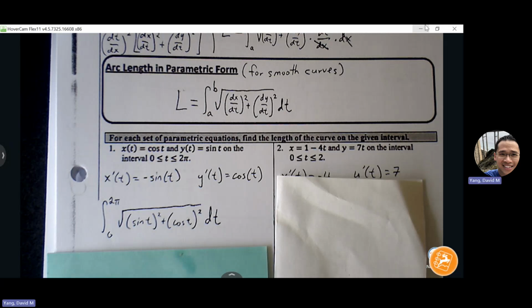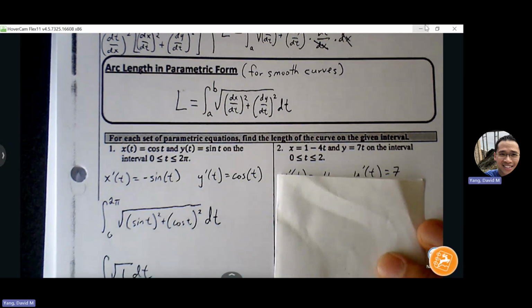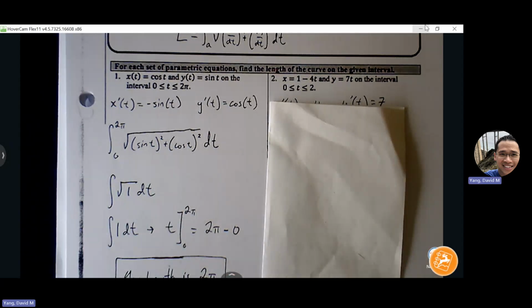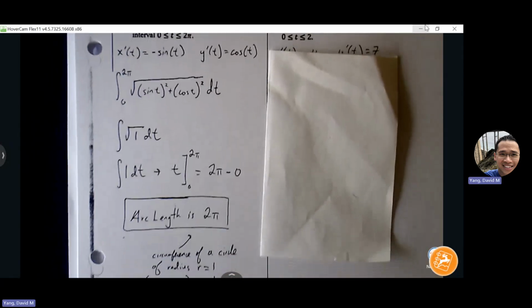Okay, what do you know about sine squared plus cosine squared? 1. And then what's the square root of 1? Just 1. So what's the antiderivative of 1 dt? Just t, right? Once we get that antiderivative, we can plug in our upper and lower bound. And that's our arc length.